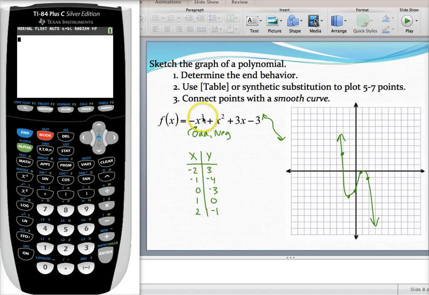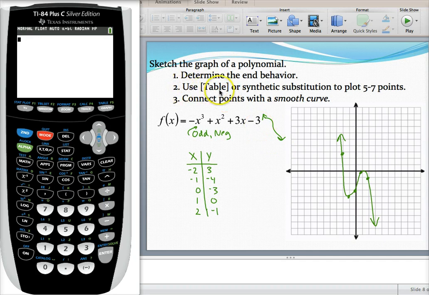I'm noticing that my degree is odd, telling me the ends of my graph are going to point in opposite directions. I'm also noticing my leading coefficient is negative, a -1, which tells me my graph is going to start high and it's going to end low. Now there may be a whole bunch of dips and dives going on in the center, and we can kind of see it because I have the finished product over here, but I know my ends are at least going to be pointing in opposite directions, going from high to low.